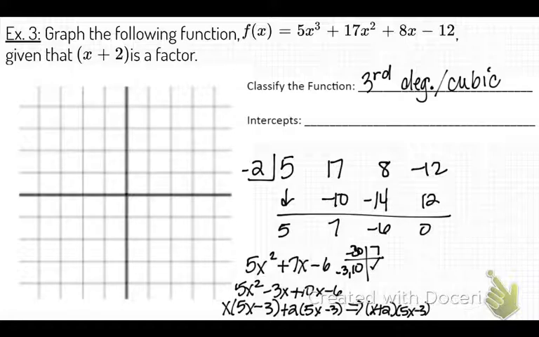Okay, so then my x-intercepts are going to be what? Negative 2, 0. Okay, what else? 3 over 5, or 5 over 3? That's a height. 5 over 3? 3 over 5.